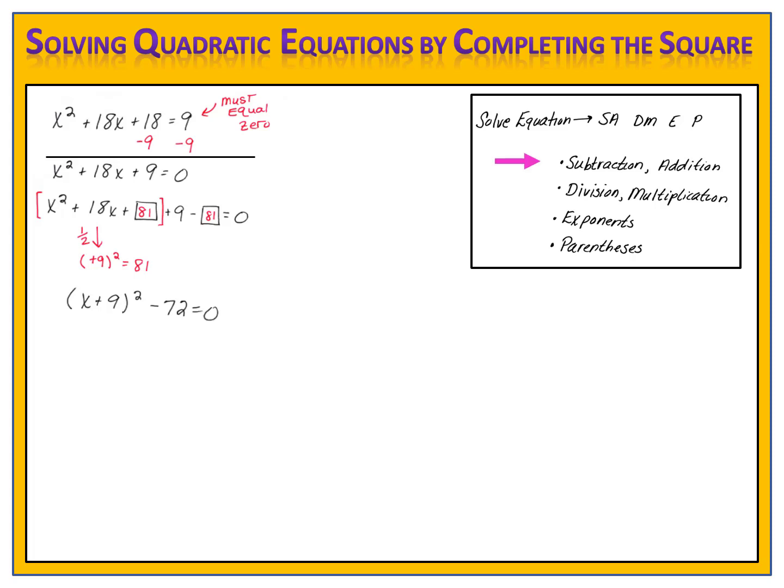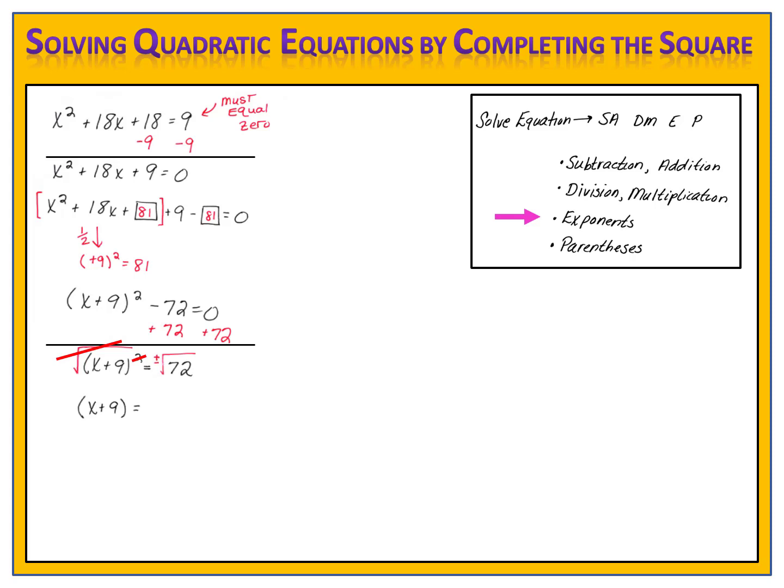And now we can use our inverse operations, SADMAP, in order to solve the equation. We begin by looking for subtraction or addition. We have minus 72, so we add 72 to both sides. Next, we look for division or multiplication. There is none, so we move on to the next step, which is the exponents. We have x plus 9 to the second power. The inverse of squaring is taking the square root. On the left, the square and the square root cancel out. On the right, don't forget the plus and minus in front of the square root of 72.